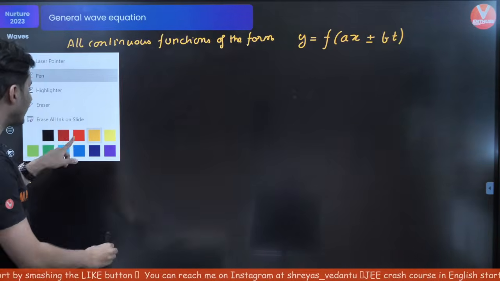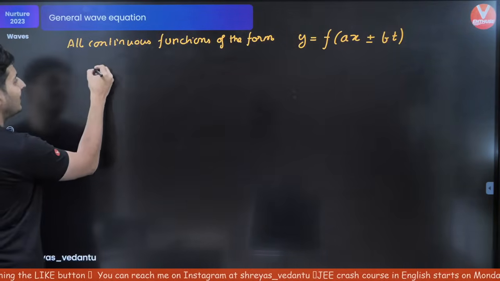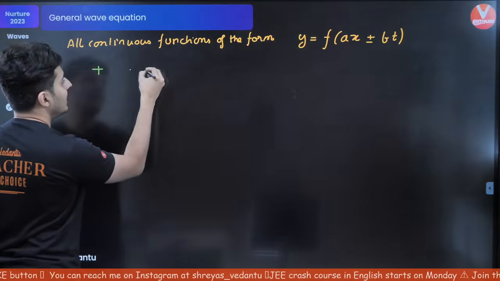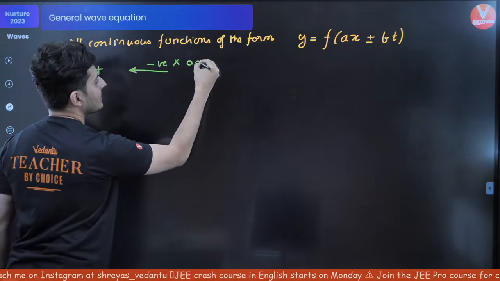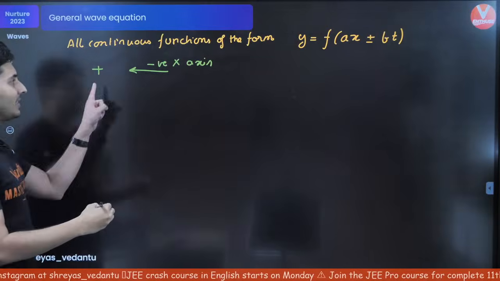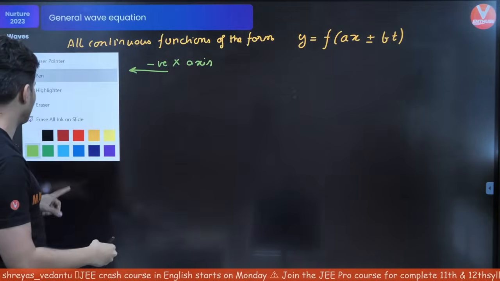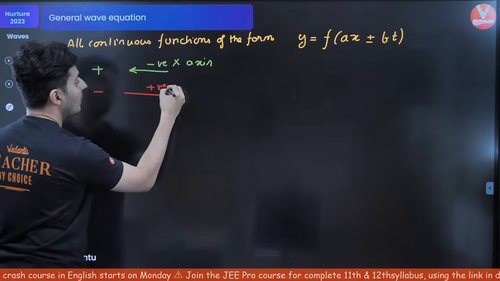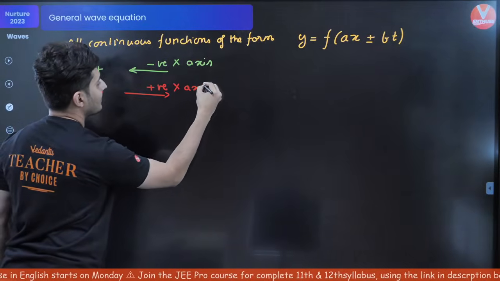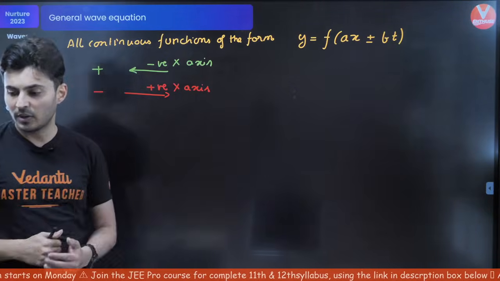Also notice one important thing. If it is plus, then it is going towards negative x-axis. If it is plus, it is going towards negative x-axis. I just showed it to you. And if it is minus, then it is going towards positive x-axis. Is that clear, my warriors?